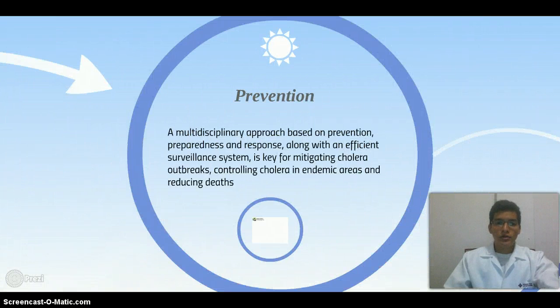Prevention. A multifaceted approach based on prevention, preparedness and response, along with an effective surveillance system, is key for mitigating cholera outbreaks, controlling cholera in endemic areas, and reducing this.